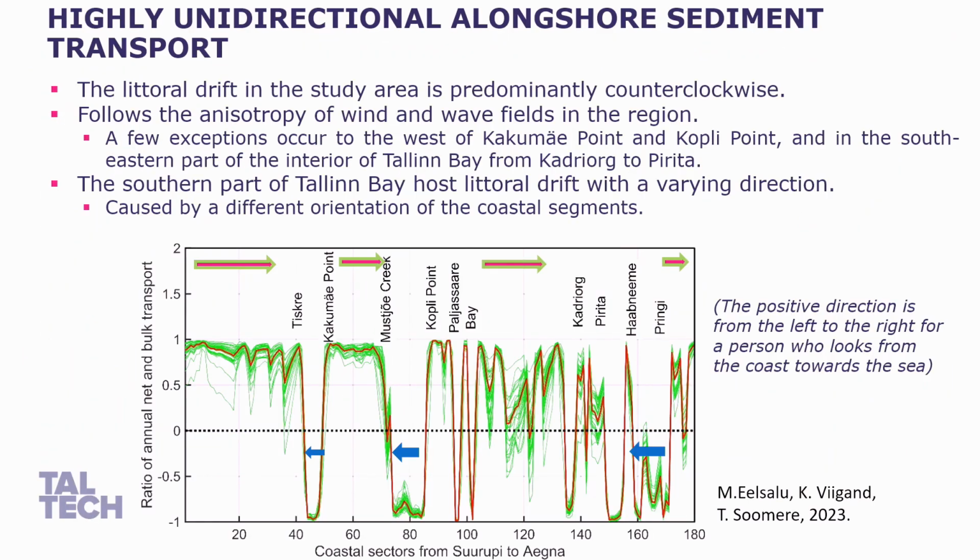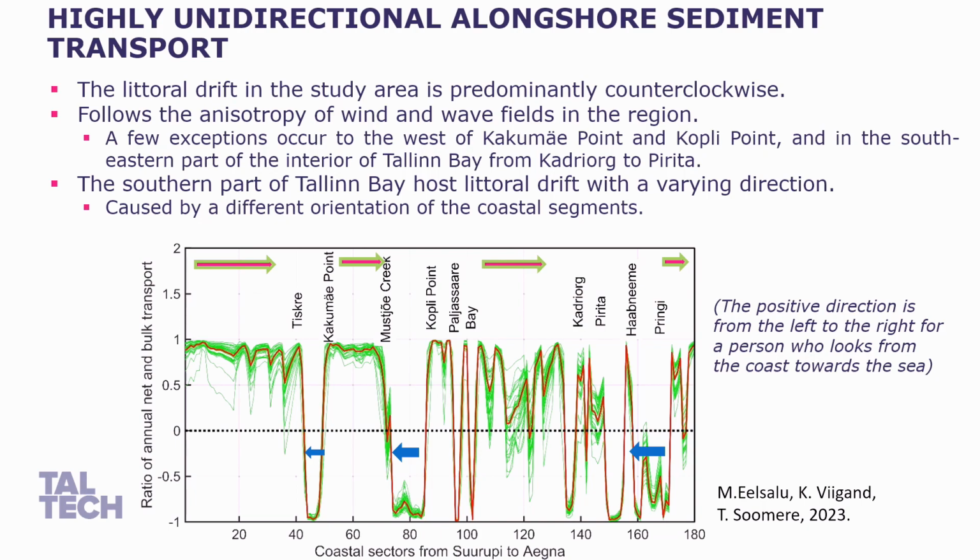The ratio of the annual net and bulk transport provides information about the direction in which the sediments are moving in the littoral drift. In most of the study area, this littoral drift is predominantly counterclockwise, aligning with the anisotropy of the wave fields in the region. There are also a few exceptions.